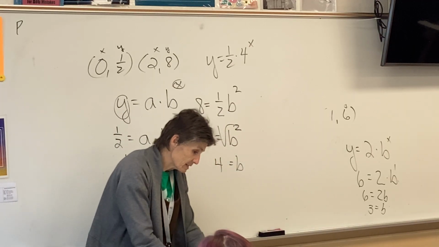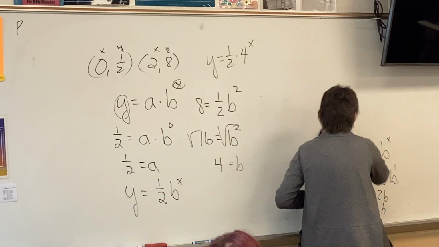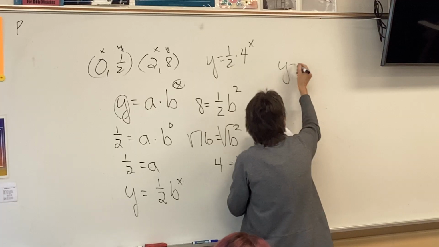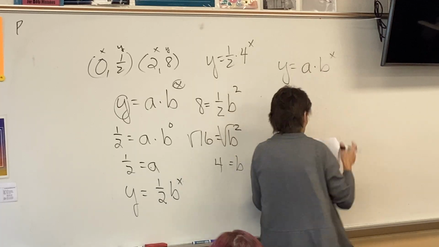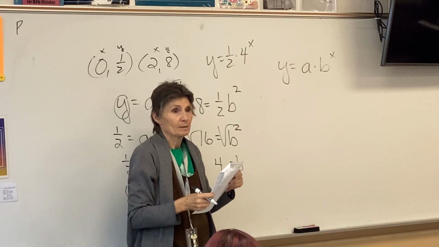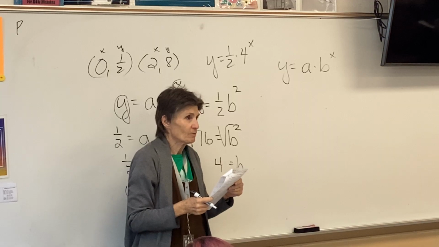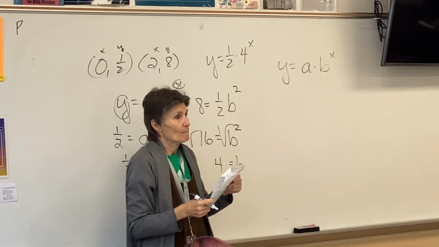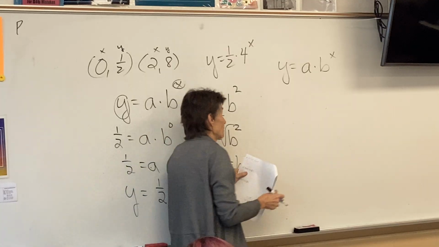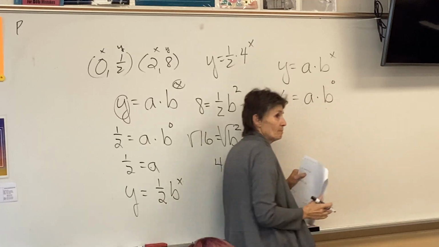Alright, now the next one, let's see what happens here. So y equals a times b to the x. All right, I'm on problem C now. First step. Lainey, what's my first step? You start with a 0. So I'm gonna plug in 6 equals a times b to the 0.